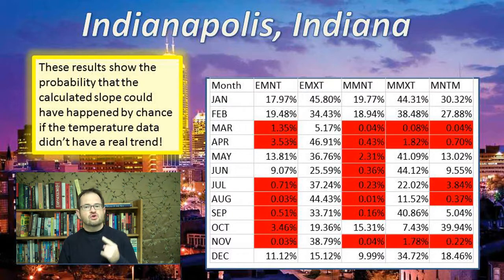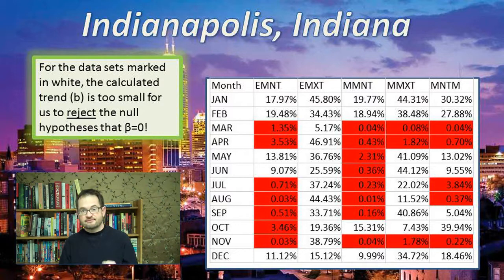But notice that there are some months and some variables for which we cannot reject the null hypothesis. For those data sets, the data simply do not have a big enough trend for us to conclusively reject the null hypothesis and accept the alternative hypothesis. Remember, we can only reject the null hypothesis if B, the slope of the best fit line, is bigger than would have occurred by chance. For the data sets marked in white, we can't do that. The trends in the lists of random numbers are sometimes that big. We can't reject the null hypothesis that the data do not show a trend.